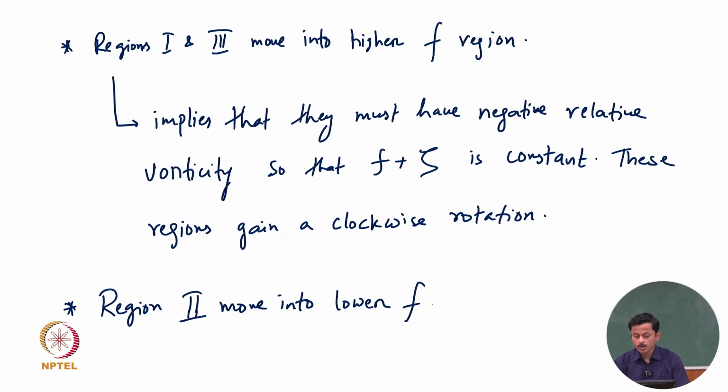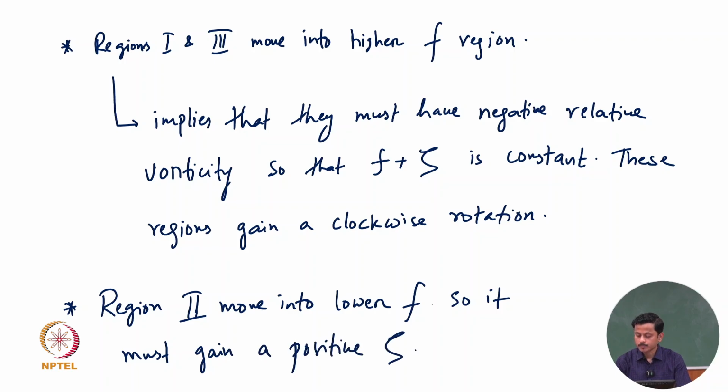And region 2 now moves into lower f. So it must gain a positive relative vorticity. Okay, that means an anti-clockwise rotation.